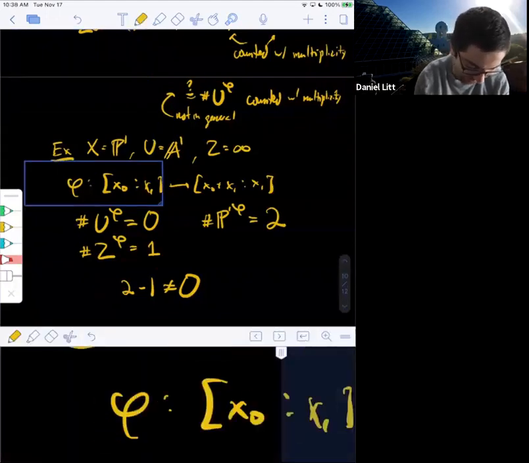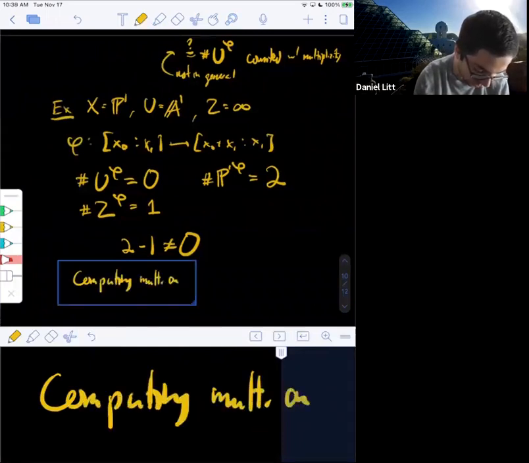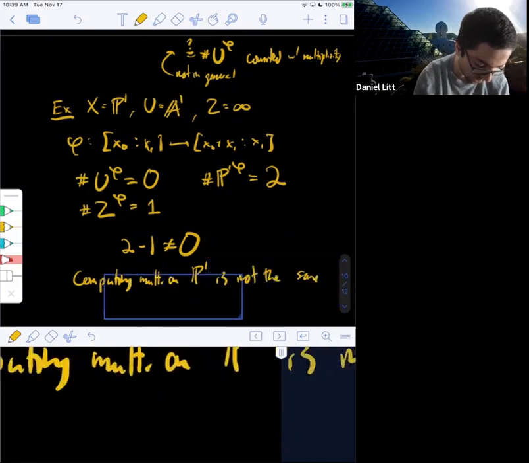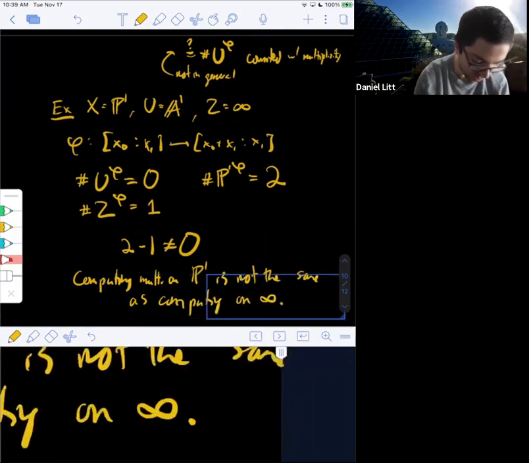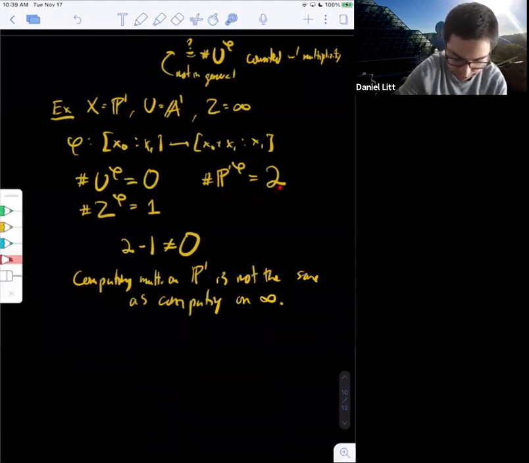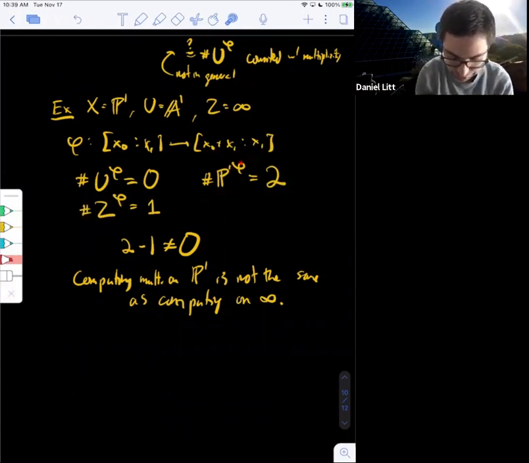So the point is that computing multiplicity on P1 is not the same as computing it on X, as computing it on infinity. So in general, the multiplicity of a fixed point is not something that is preserved under restriction to a closed subscheme. So why is that? Well, in our example here at infinity, this had multiplicity 2, but on Z it is just a point. It's impossible for anything to have multiplicity 2 on a point. So this tells us that even though the only fixed points on P1 and Z are the same, their multiplicity viewed as fixed points on P1 or viewed as fixed points on Z is different.